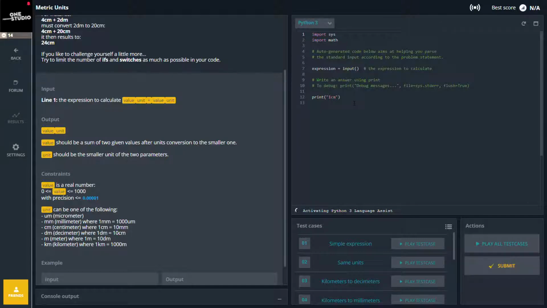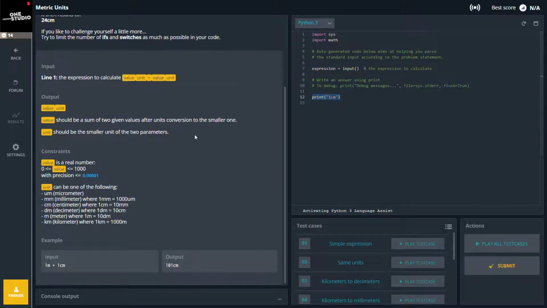And the first line, which CodinGame has provided me, is basically the expression to calculate, and the output is basically the value and unit. So the value should be a sum of two given values after units conversion to the smaller one, and the unit should be the smaller unit of the two parameters.